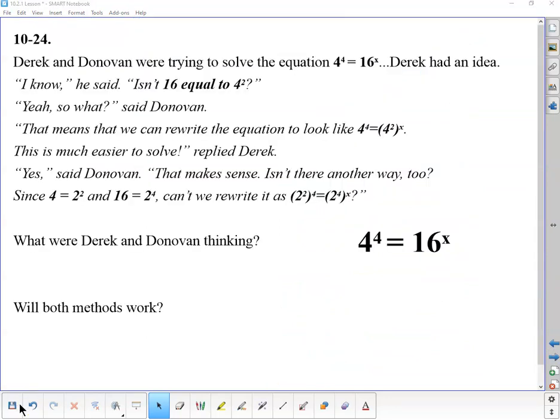Okay, so here's a different problem. Derek and Donovan are dealing with 4 to the power of 4 equals 16 to the power of x, and their job is to figure out what x is. What value of x makes this work? If you think about it, they walk through and you see their conversation there. They get into the idea that 16 is equal to 4 squared. And it is, because 4 squared is equal to 16.